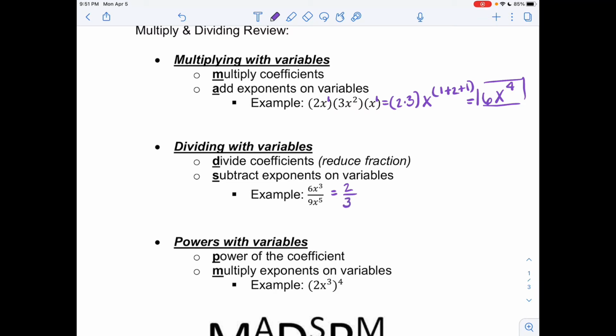And then let's take a look at my x's. I have an x to the 3rd power and an x to the 5th power. So that will be x to the 3 minus 5 power. This is going to give me 2 thirds times x to the negative 2 power, because 3 minus 5 is going to give me a negative 2.